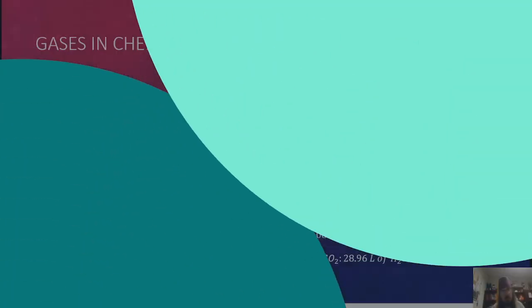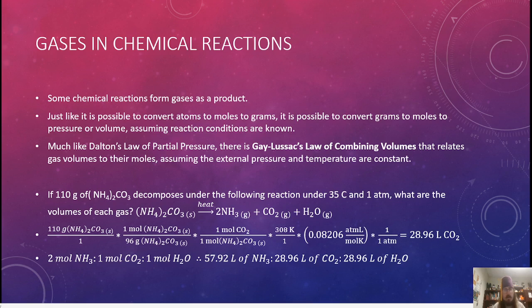Last slide, let's look at one other aspect, which is that we can combine gases and think of them in terms of a chemical reaction. We can use our ideal gases to figure this out. Just like it is possible to convert atoms to moles to grams, it is possible to convert grams to moles to pressure, or grams to moles to volume, assuming all the reaction conditions are known. And much like Dalton's law of partial pressure, there is Gay-Lussac's law of combining volumes that relates gas volumes to their moles, assuming the external pressure and temperature are constant.